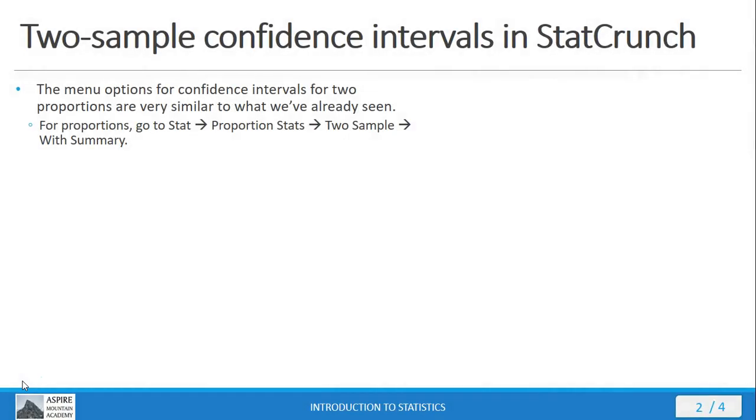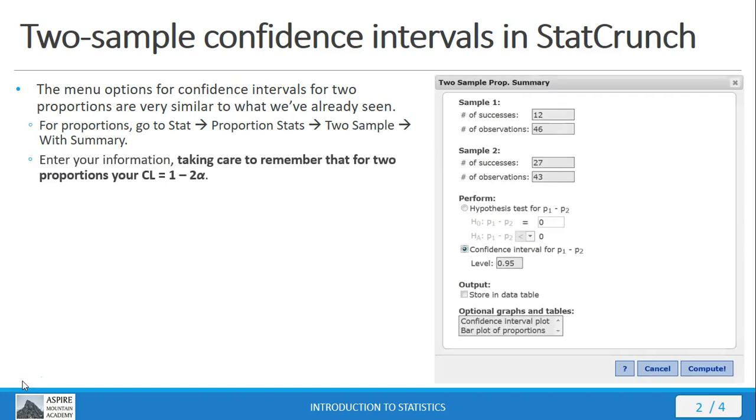A lot of the menu options that we've seen for hypothesis testing are very similar between one sample and two sample hypothesis testing. So no surprise, you should be expecting this. A lot of the menu options for the two sample confidence intervals in StatCrunch are going to be the same as what we saw with the one sample. The big difference is that we're going to select two sample instead of one sample.